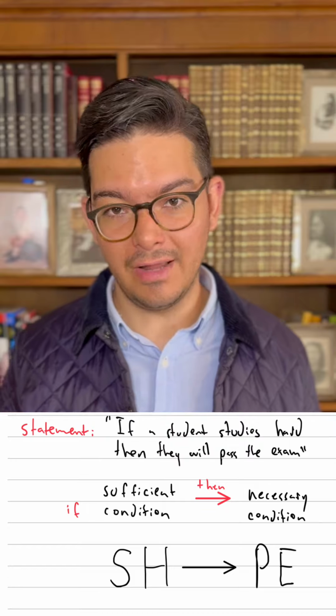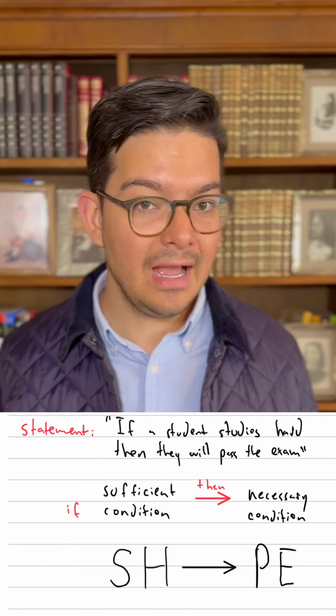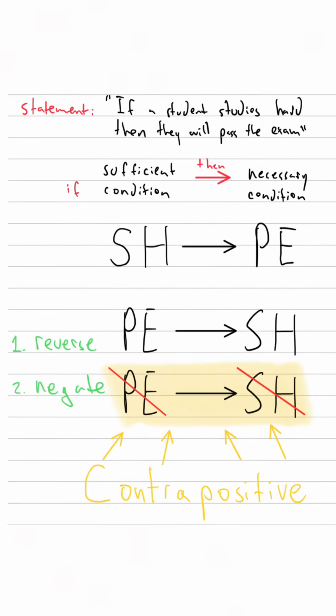First, let's diagram the premise. If a student studies hard, then they will pass the exam. Now, let's find the contrapositive by reversing the conditions and negating them. If a student does not pass the exam, then they did not study hard.